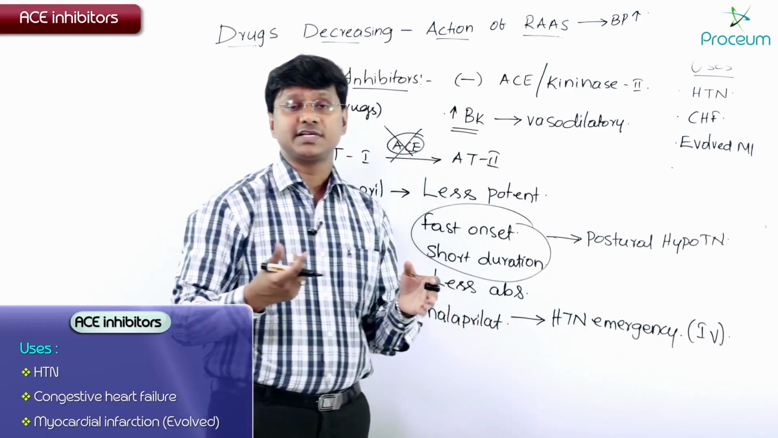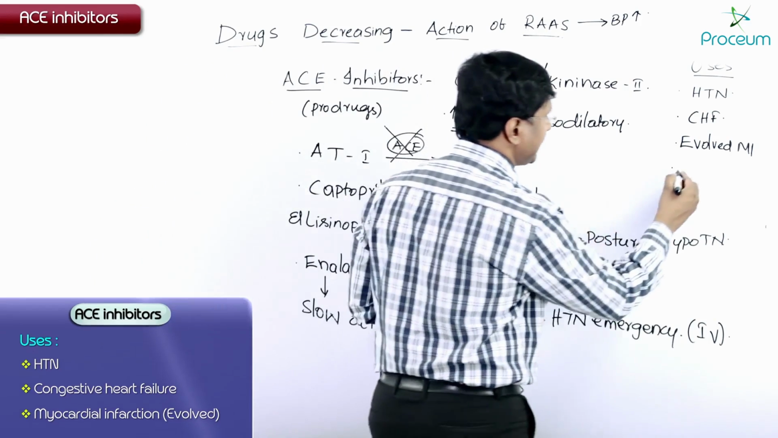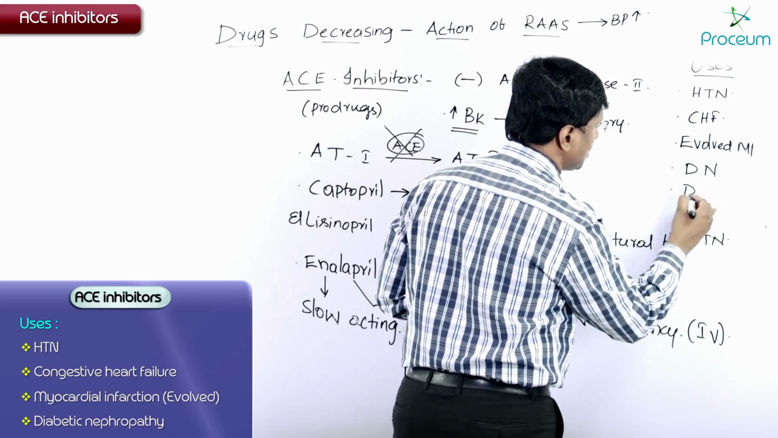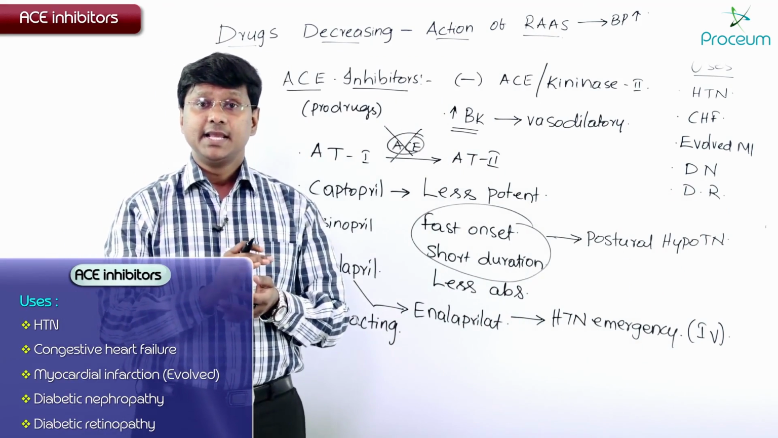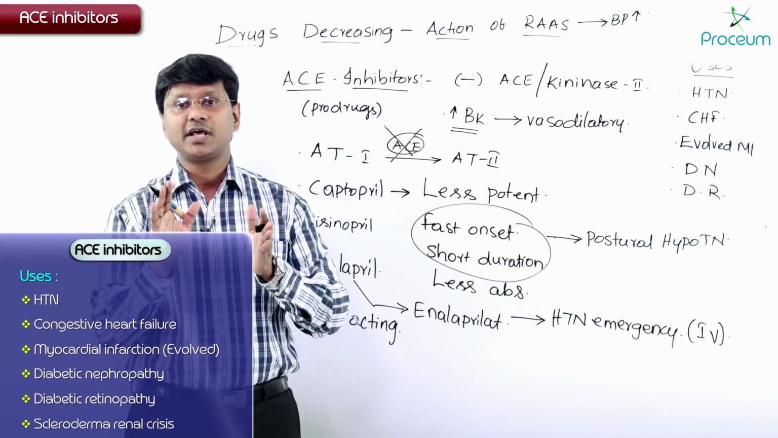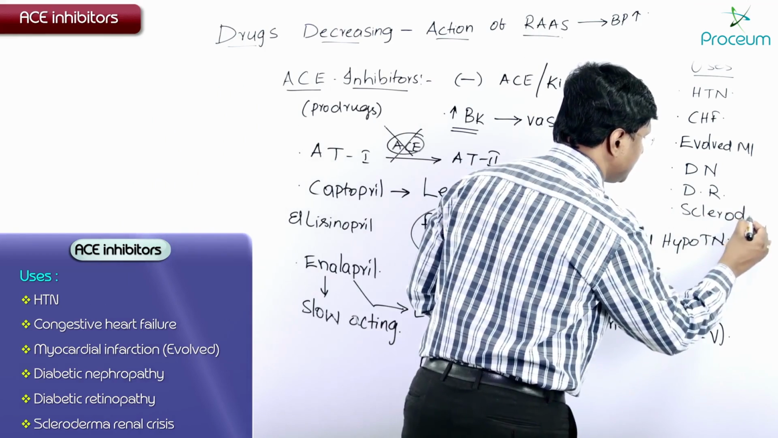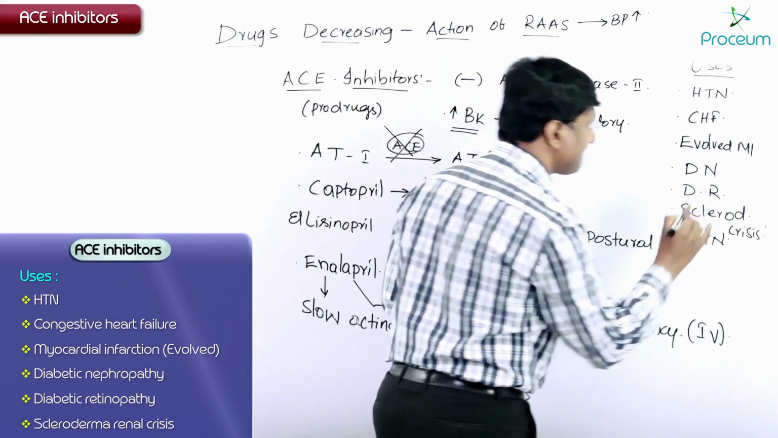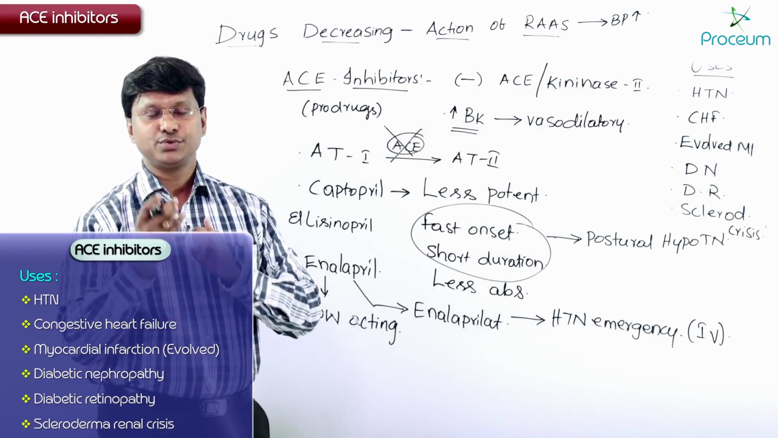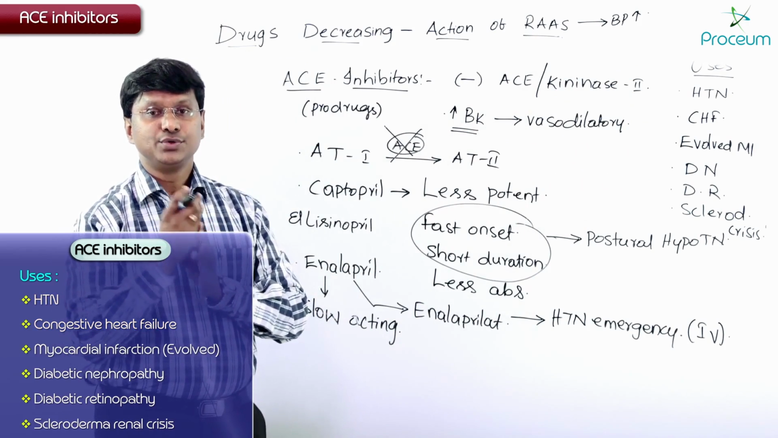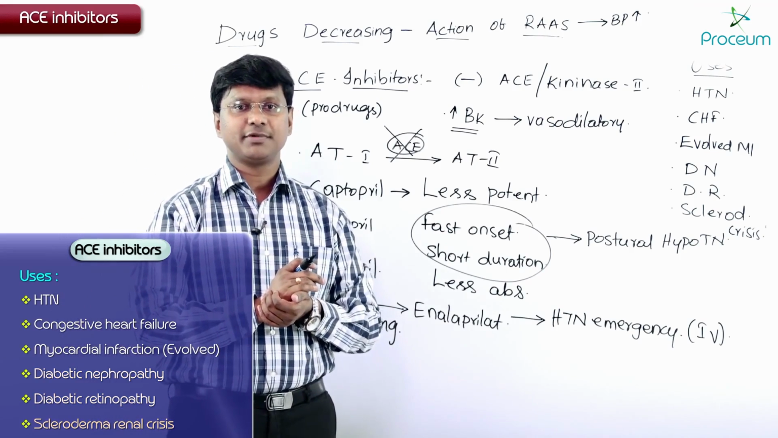Next, they are also used in certain complications of diabetes, right? In particular, they are used in the treatment of diabetic nephropathy, and they are also used in the treatment of diabetic retinopathy, all right? Next, they are used in the treatment of scleroderma crisis, right? So these are the uses of the ACE inhibitors. They are used in hypertension, congestive heart failure, evolved myocardial infarction, diabetic nephropathy, diabetic retinopathy, as well as scleroderma renal crisis.